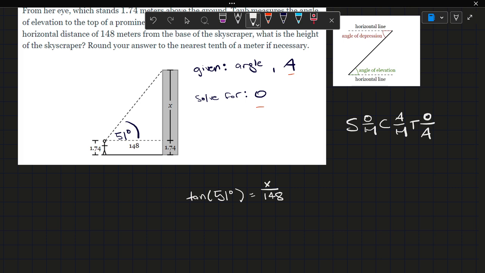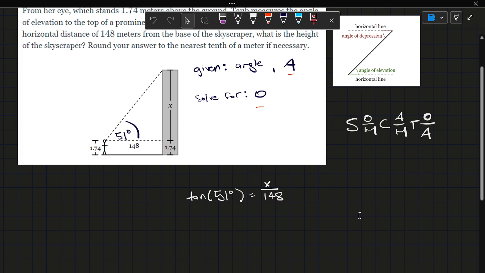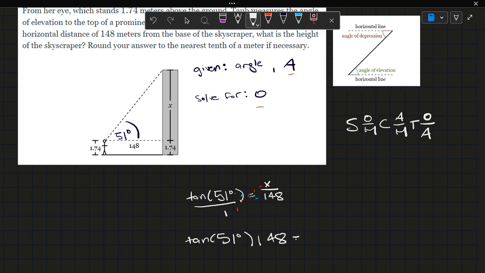So from here, we just get tangent of 51 degrees. Okay. And make sure your calculator is in degree. It is in degree. And then like we did in class, just use the butterfly method here. So remember we put this over 1 and we can cross multiply these. Remember 1 goes to x and then tangent goes to 148. So we would have tangent of 51 degrees times 148 is equal to x.